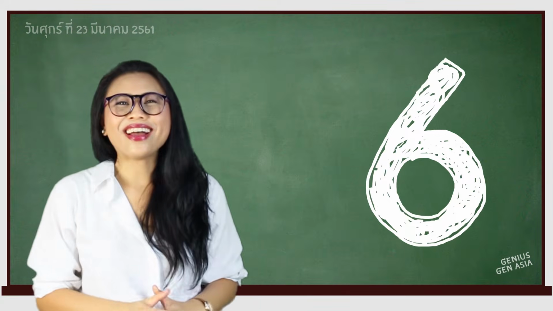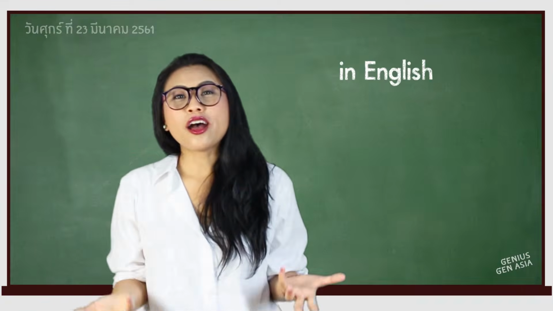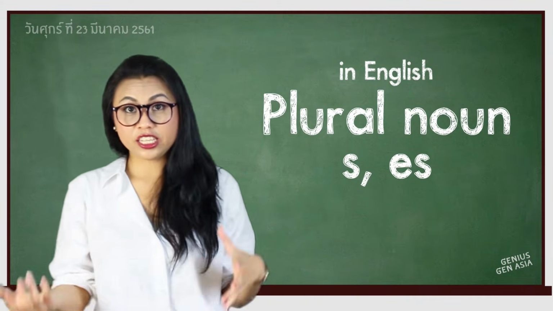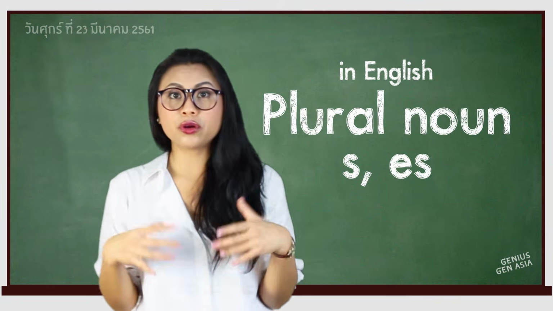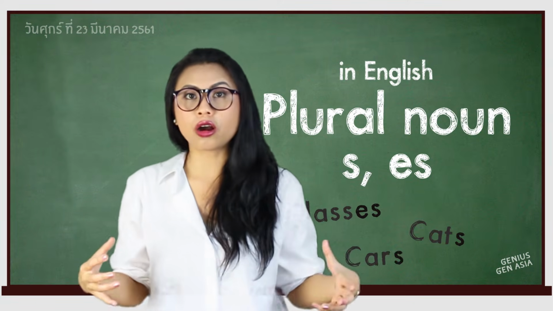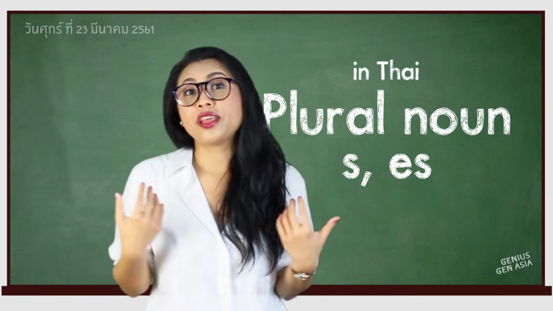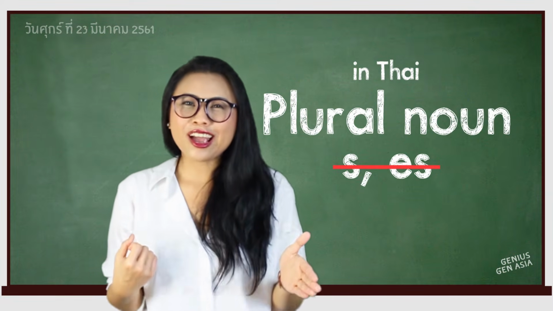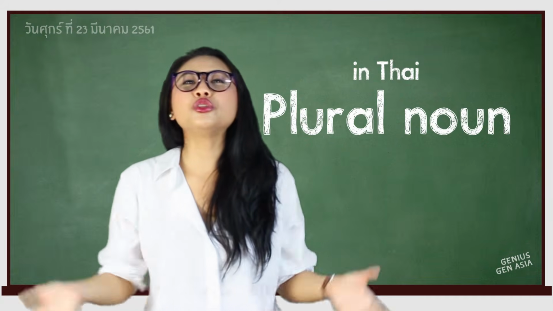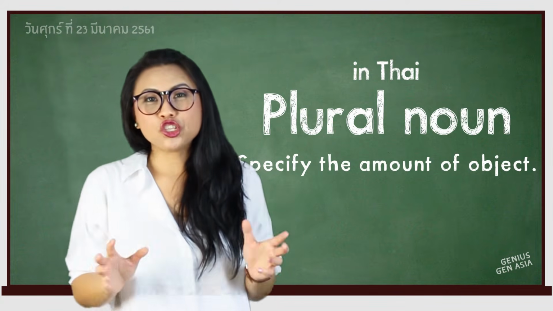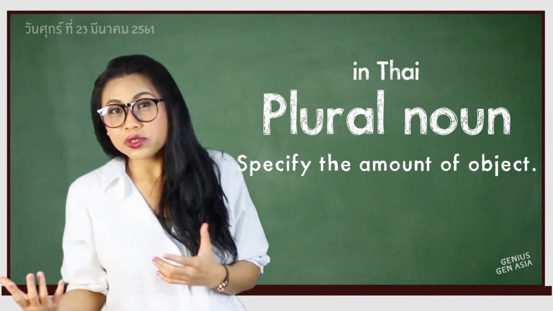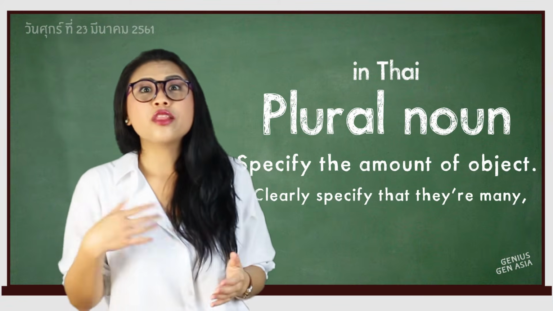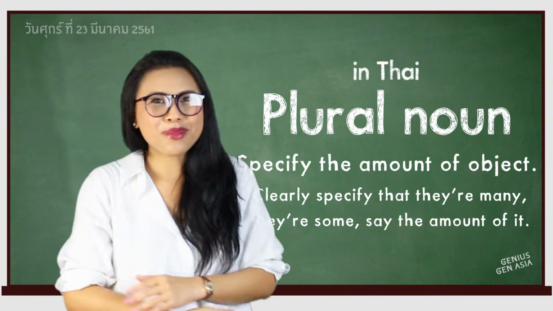The sixth one. In English, you have plural form, which you just add s or es at the end of the object. For example, classes or cats or cars. In Thai, we don't have that s or es at the end of the object. What you need to do is to specify the amount of that object that you would like to say, or clearly specify that there are many, there are some, or say the amount of it.